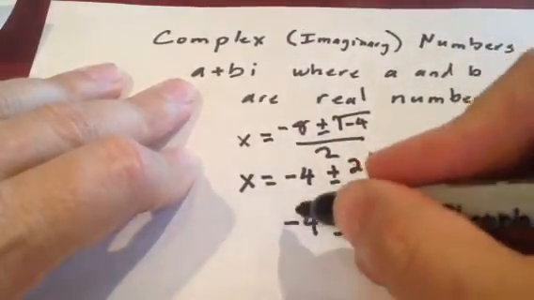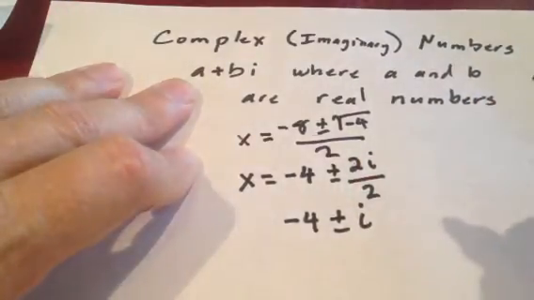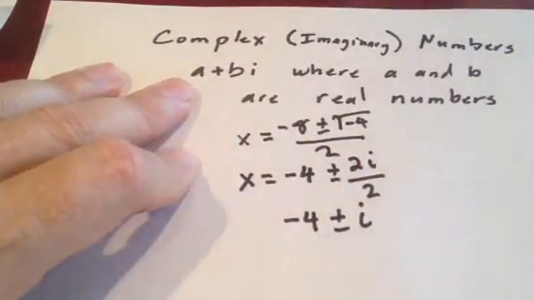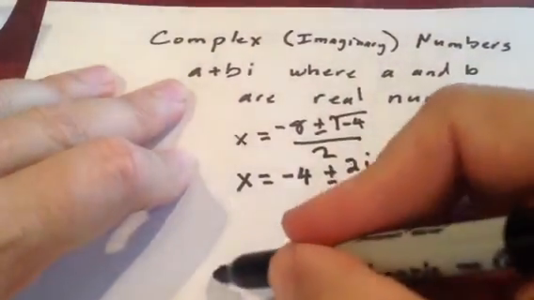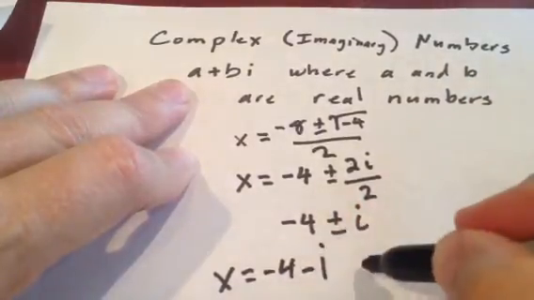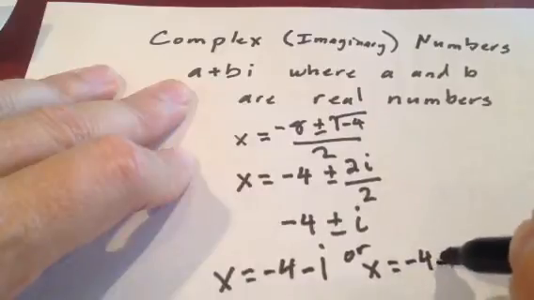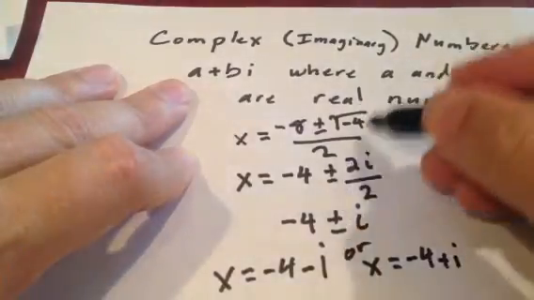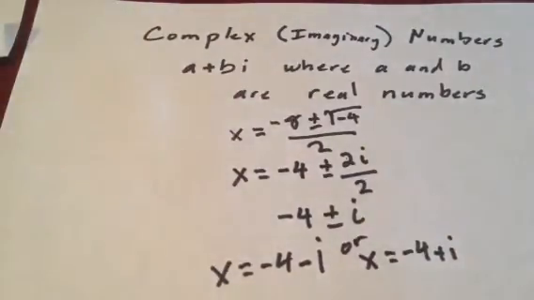So I've got my real component, and then my imaginary component, where there's a 1 in front if I want to think about that. You could also break it into pieces. You could say x is equal to -4 minus i, or x is equal to -4 plus i. Those are both solutions to that quadratic equation we had set up. All right, moving on.